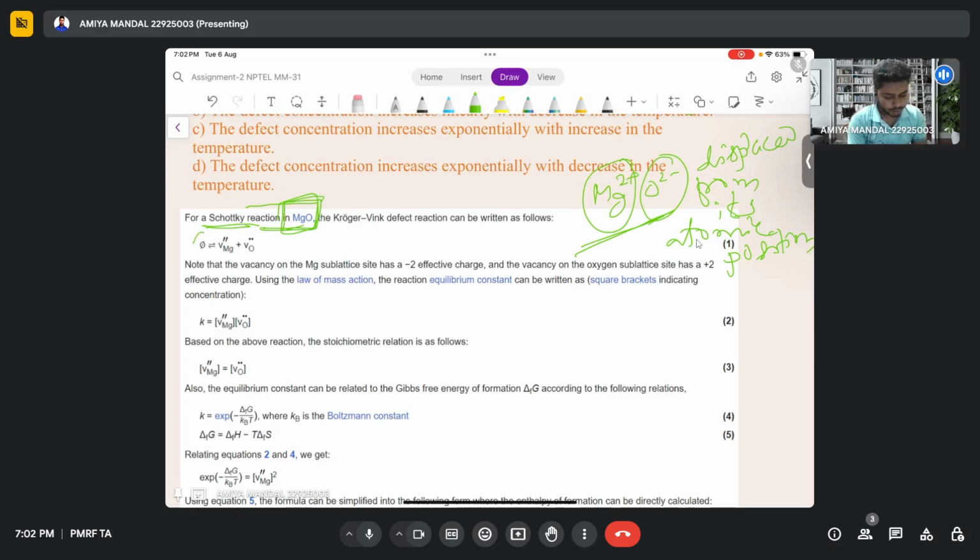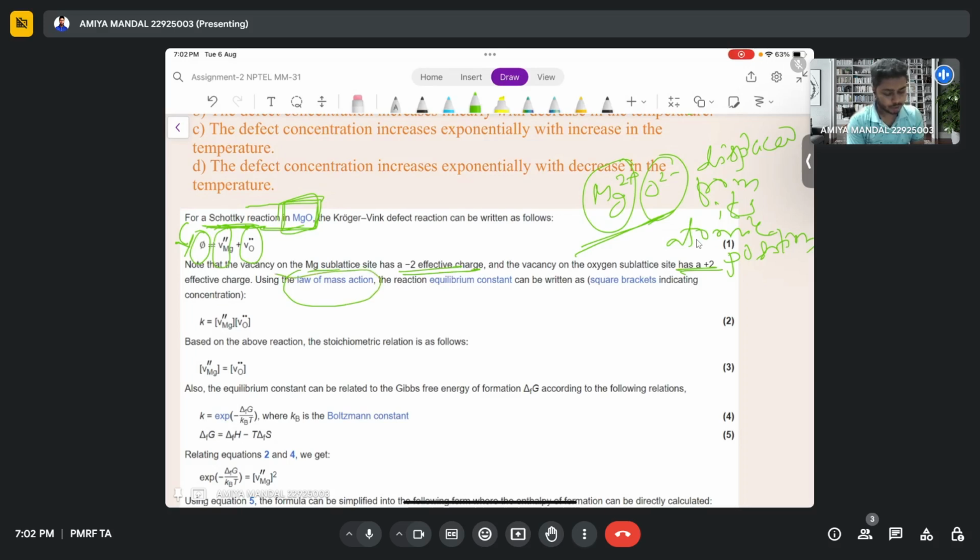So this is the null reactant for any point defect reaction. We use this symbol, the null reactant symbol, and a magnesium vacancy is created and an oxygen vacancy is created. Note that the vacancy on the magnesium sublattice has -2 effective charge and the vacancy on the oxygen sublattice has +2 effective charge. Now we have to use the famous law of mass action.